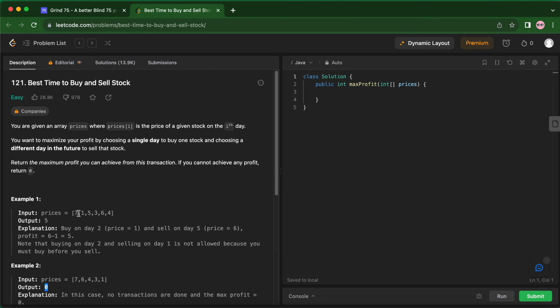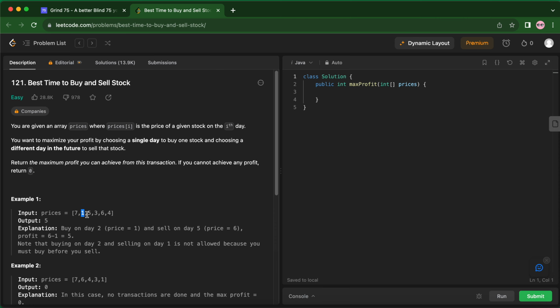So we have to make a few things sure: when we buy a price, we can only sell it if we find a number greater than this number. Second, suppose we did buy it at 1, next I found a number greater than 1, which is 5. I can sell it and I can find out my profit is 4 rupees.